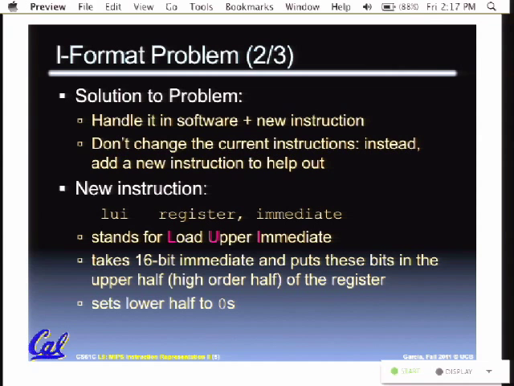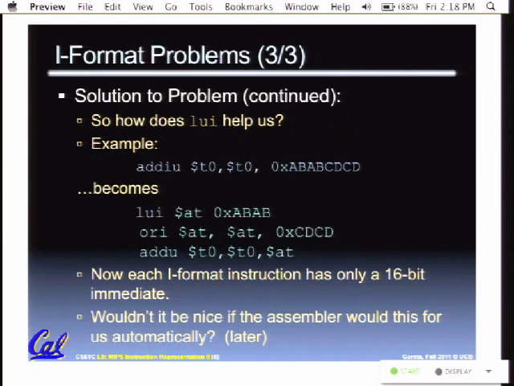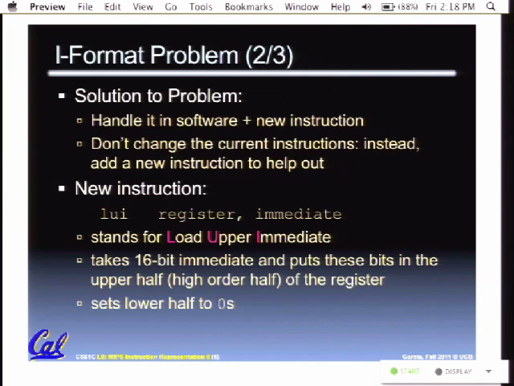So load upper immediate will just take those bits that you have in the immediate field and store them into the first 16 bits of the register. And then or immediate will take the logical or of each bit with that original register. And you end up having all of them in the same place. So any questions about that? Yeah, in the back. Yeah, you.